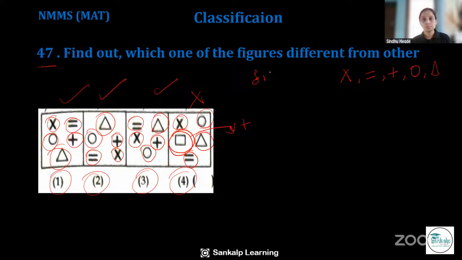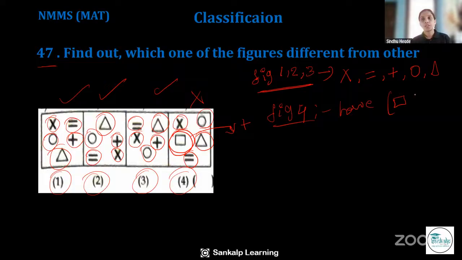So figures 1, 2 and 3 all contain these 5 types of symbols. Here figure 4 has a square instead of plus. So here figure 4 is different from the rest. Answer 4. Thank you.